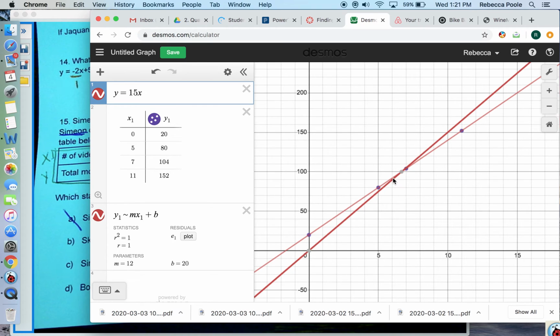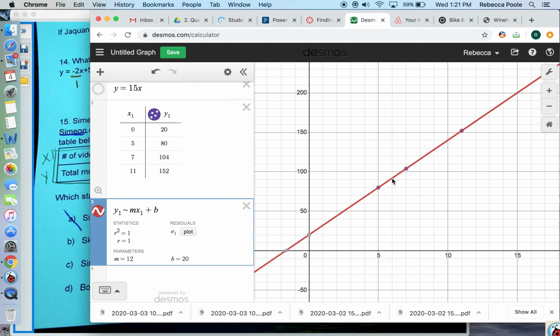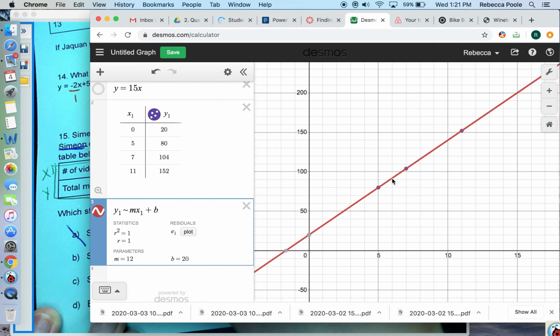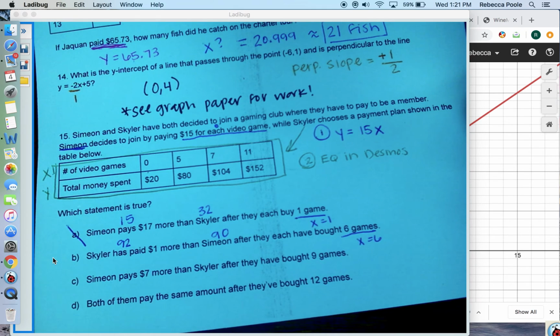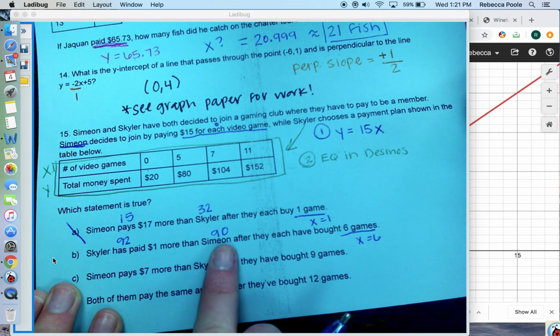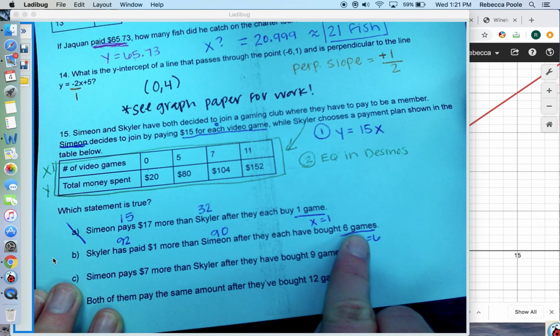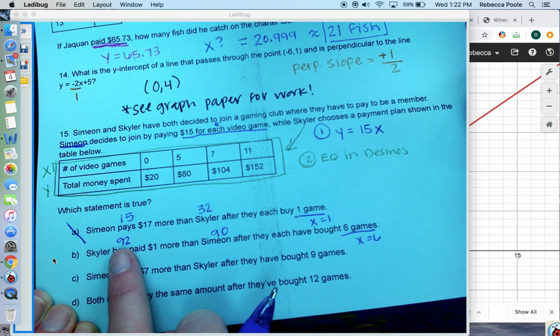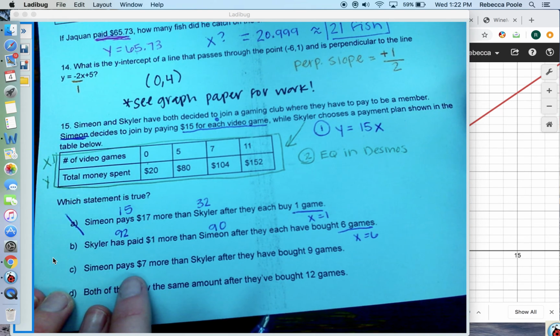And Skylar, it looks like he pays, it's hard to tell. Let's see. I'm going to get rid of Simeon's real quick. So look, I'm going to click on this so it goes away, so we can see Skylar's. So at 6, Skylar pays $92. Okay. So Skylar pays $92 and Simeon pays $90. Sorry, I forgot to switch screens. Skylar pays $92 and Simeon pays $90 after they've each bought 6 games. So Skylar has paid $1 more. Not true, he's paid $2, but that is close. So we could have made a mistake. So I'm going to leave that one as an option right now.